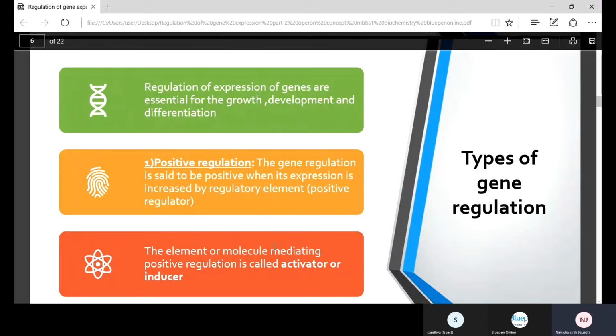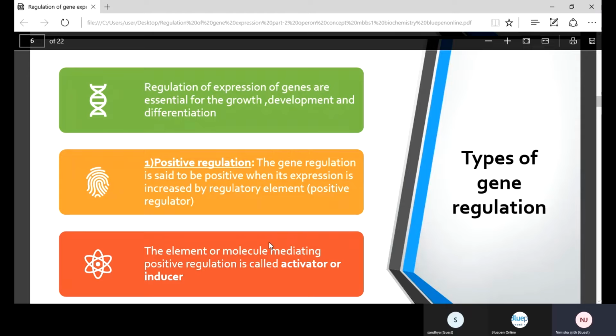Keen attention is required. Small topics, okay? So, what is positive regulation? The gene regulation is said to be positive only when the expression is increased by a particular element known as a positive regulator. The element or molecule mediating positive regulation is called an activator or inducer. Simple thing, but it should be understood clearly.